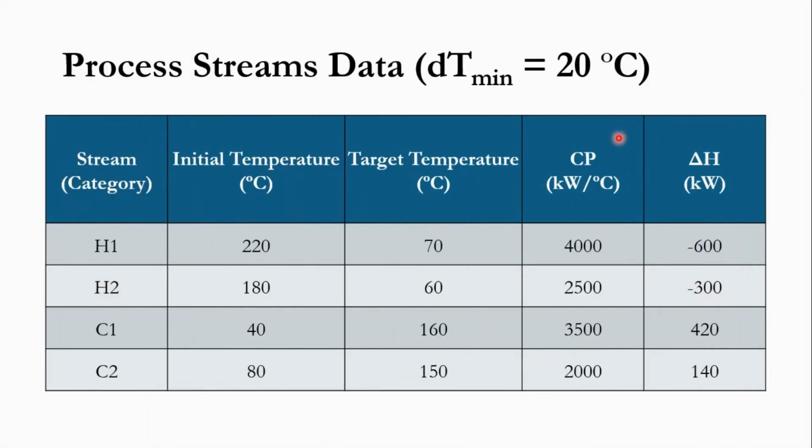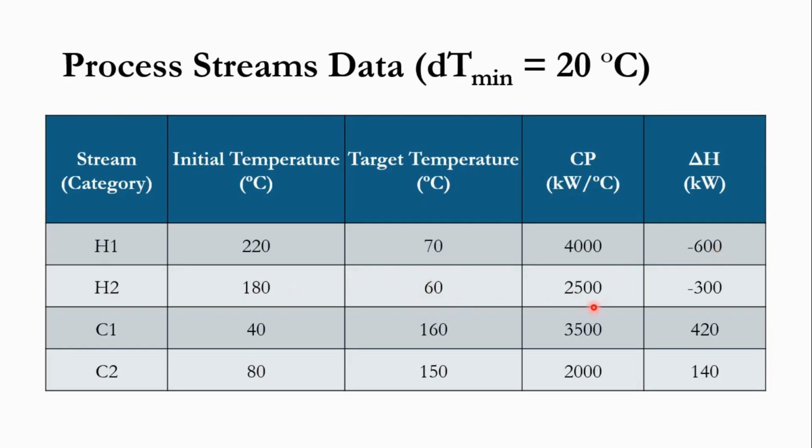So moving on to the process stream data that we have been given, the four streams. Two of them are hot streams while two of them are cold streams. Hot stream means that their initial temperature is higher while their target temperature is lower after the heat exchange process, while cold stream denotes that the initial temperature is lower while after heat exchange the target temperature will be higher. So H1 is from 220 to 70 degrees centigrade with a CP of 4000 kilowatt per degree centigrade, and accordingly the total heat load is 600 kilowatt.